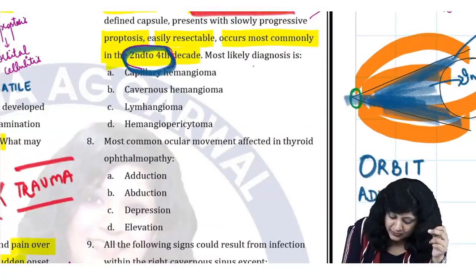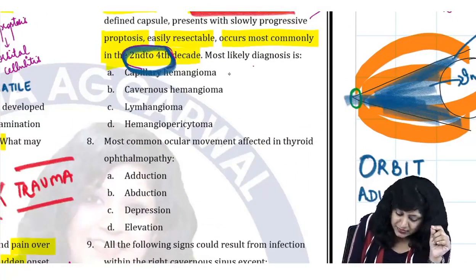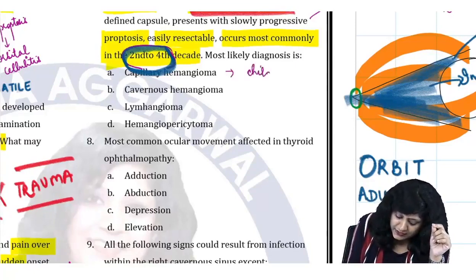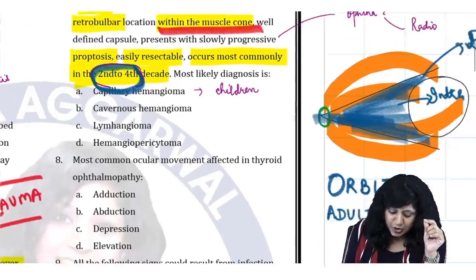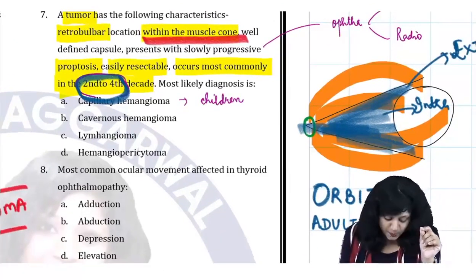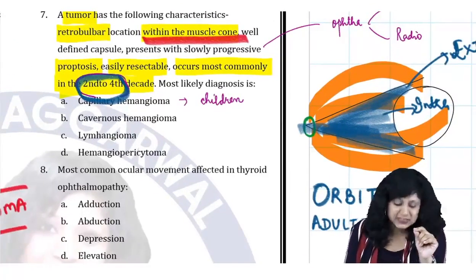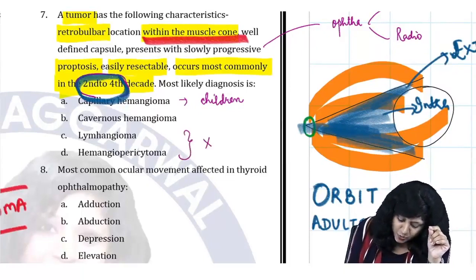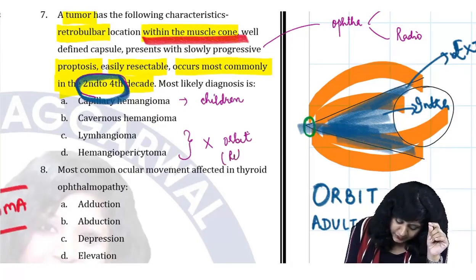Now if you see the other options, capillary hemangioma is common in children, right? And if I talk about lymphangioma as well as hemangiopericytoma, these are not found in the intraconal space of the orbit, or I can say the retrobulbar space.